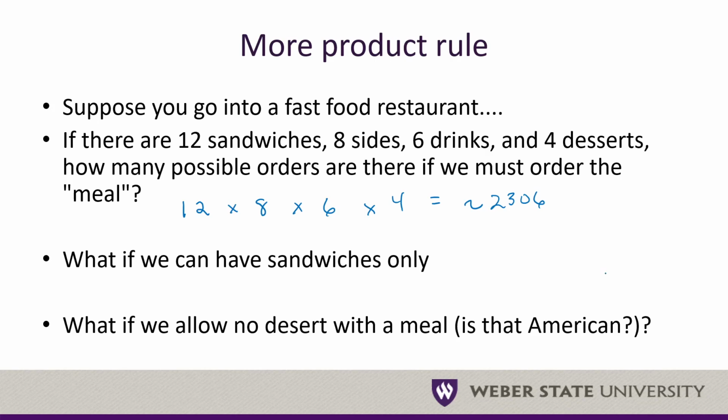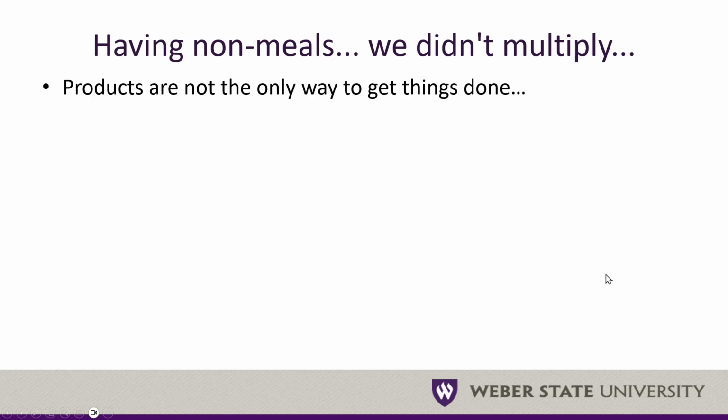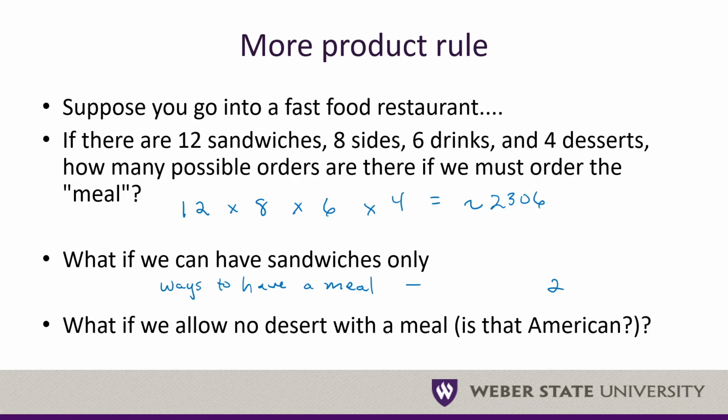Let's see if it comes up. Uh-oh. I'm up here working hard, and it's not taking everything. Ways to have a meal plus 12 equal to 2,318.